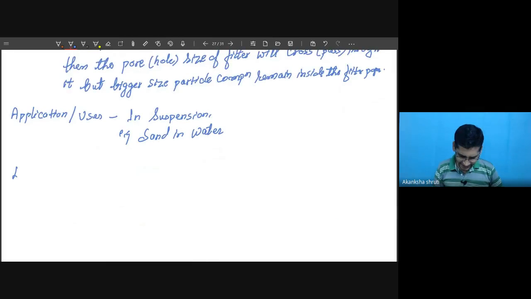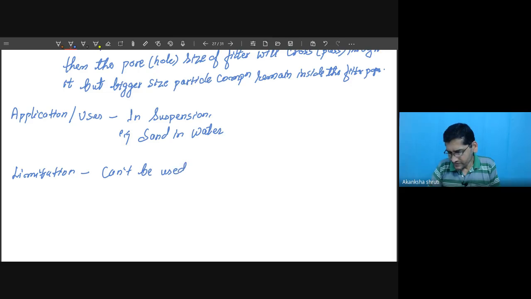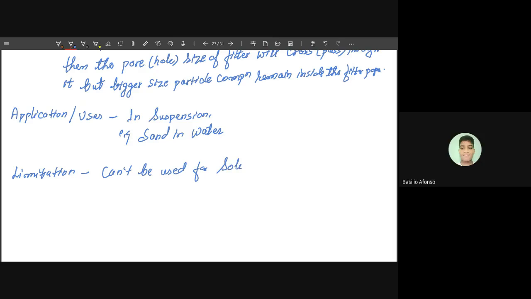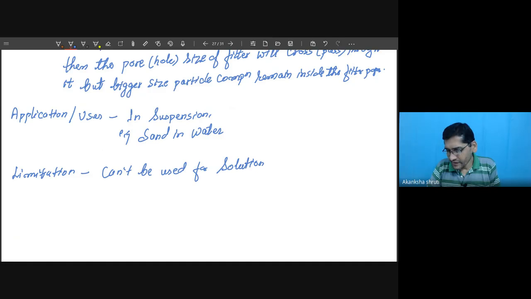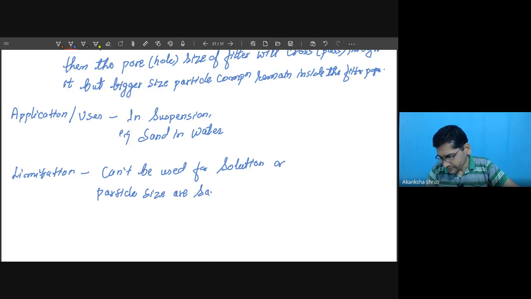Now what are the limitations? Again the same thing. This cannot be used for a true solution, or even if the particle size is comparable for both solute and solvent, or the particle sizes are the same for each component.